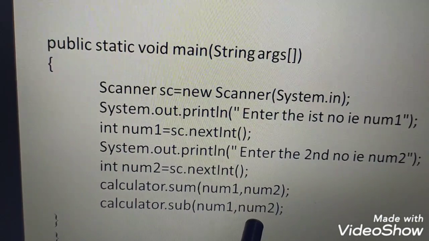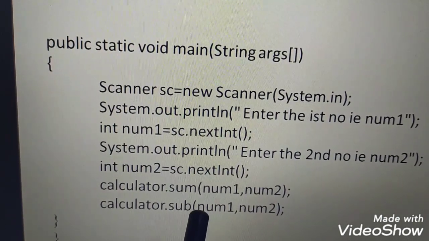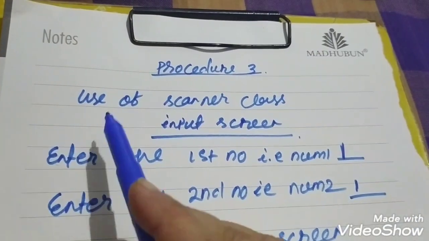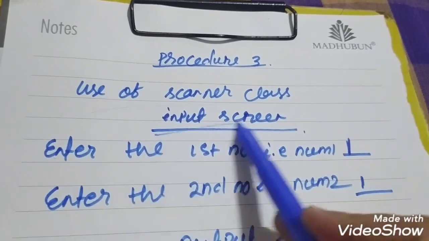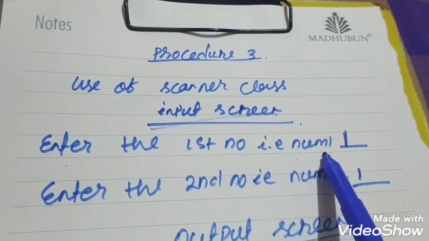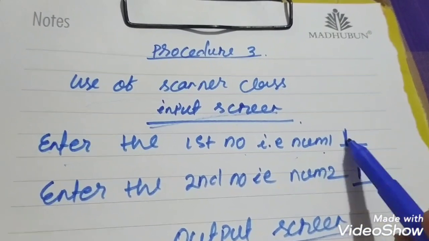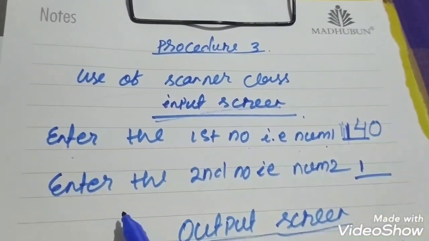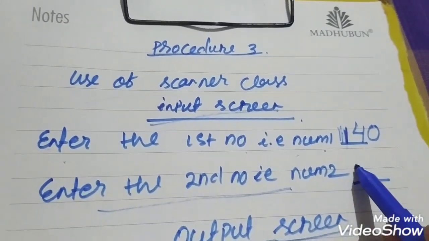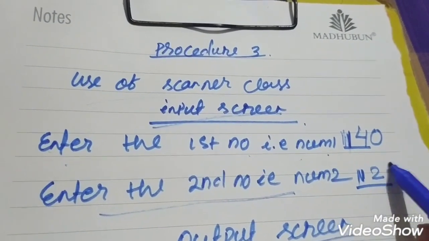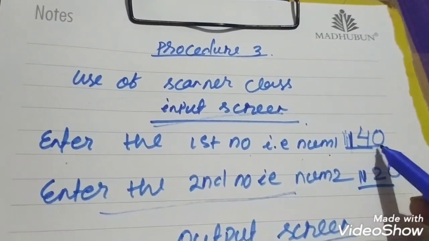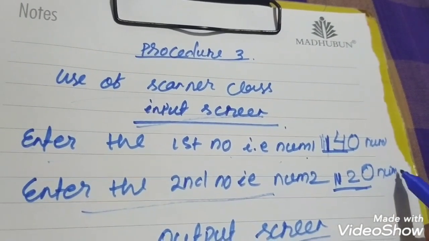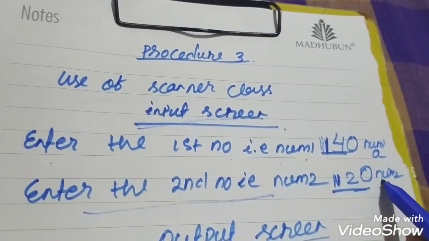Okay, so due to the scanner class, let's see how the screen will look. Because of the scanner class, the input screen will ask you to enter the first number, num1. The cursor will blink here, and you have to write 40. Now enter the second number, num2. The cursor will be here, and you have to enter the number 20. So this 40 and 20 are the num1 and num2 values, and these will be replaced with a and b.